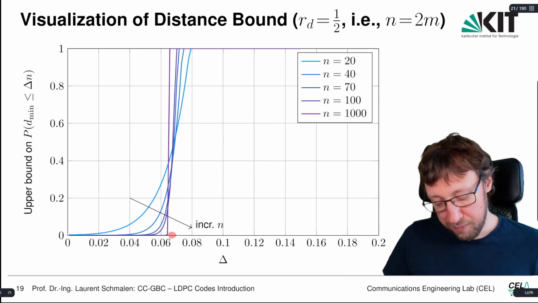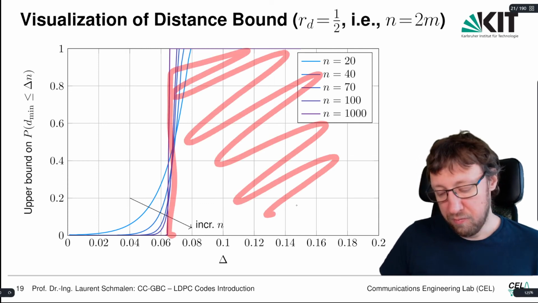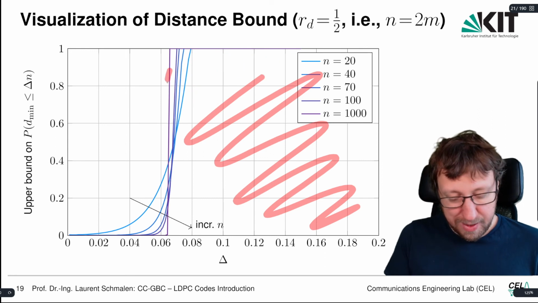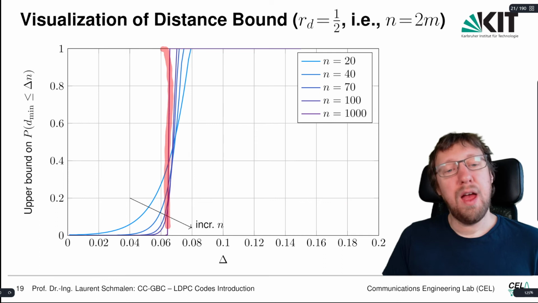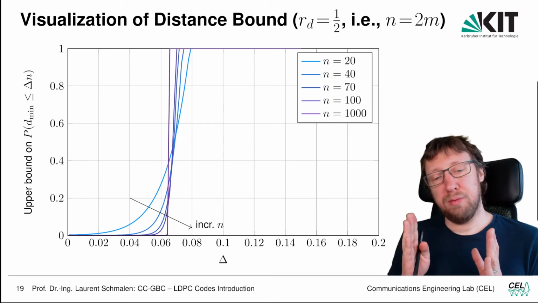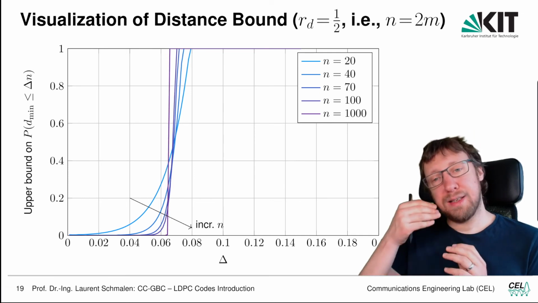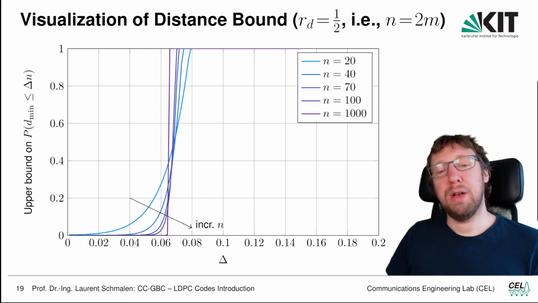Minimum distance will be somewhere in this region. We don't know where, but at least it will be here, because here we have this very sharp behavior. And we have a probability that the minimum distance is small. It gets small with increasing length of the code.